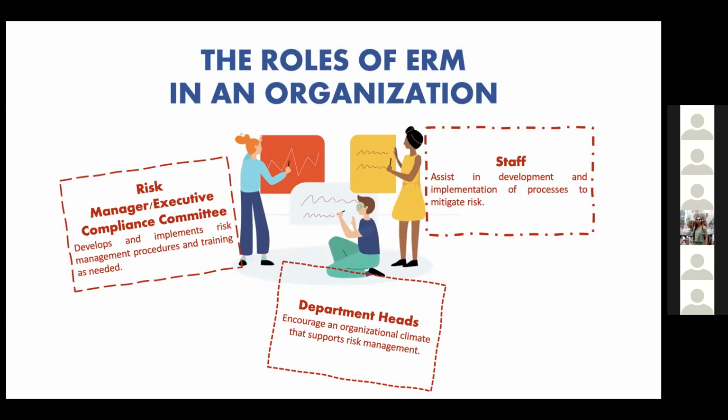The second one is department heads. They encourage an organizational climate that supports risk management. We have to ensure that employees understand the importance and consequences of risk management issues in their immediate work areas. The last one is staff. They assist in development and implementation of processes to mitigate risk, and we have to identify any new risks and report them to their immediate supervisor.